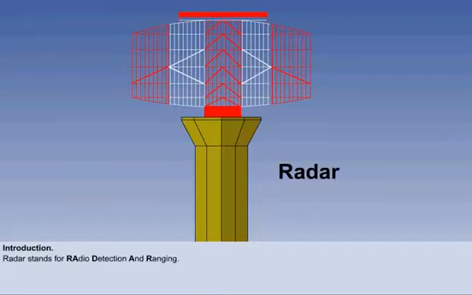Radar stands for Radio Detection and Ranging, and it was developed in the 1930s as a military system to detect and locate friendly and hostile aircraft. Today, radar is also extremely important in civil aviation.